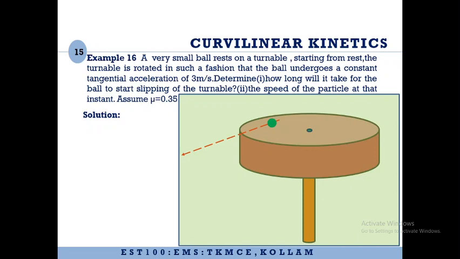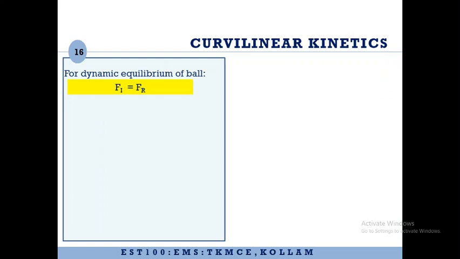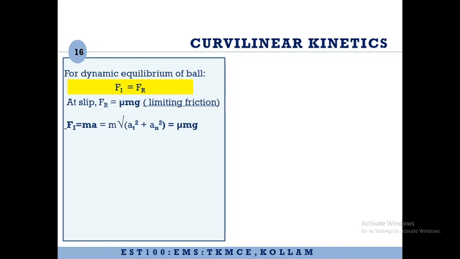So if we try to draw the free body diagram of the ball at this instant, the forces acting will be a frictional force, which acts in a direction opposite to the direction of motion, and an inertial force, which acts in a direction opposite to the acceleration. So inertial force will be equal to mass into net acceleration. If we equate these two, you will get the equilibrium equation. This part we had already discussed. So Fi equal to m into net acceleration.